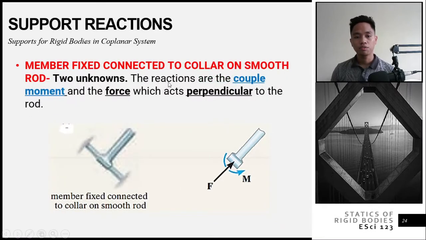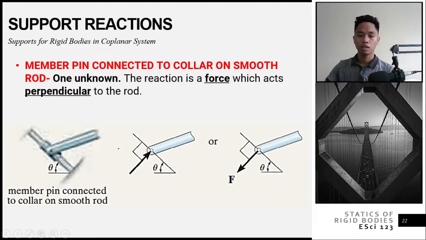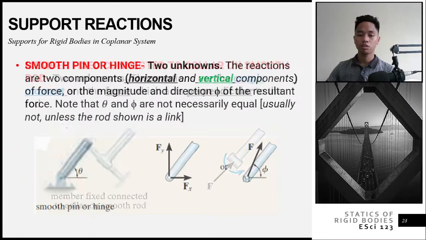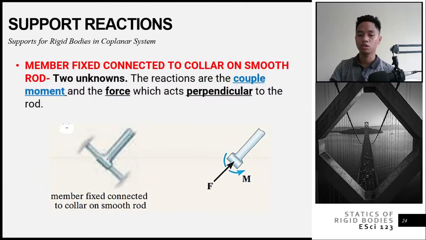Next is fixed connected to a collar. So here, since you cannot have a moment because it is fixed connected, right? Earlier you had a pin connected, so you could have a moment. Here it is already fixed, it is welded. So therefore you cannot have a moment here, so therefore you have a moment. Here you can move, so it can. Here it is restricted as well. So this will have a force also. So that is why we have two unknowns.